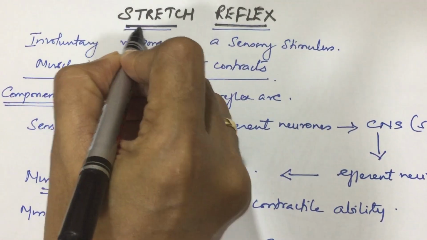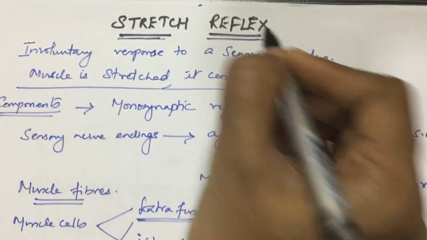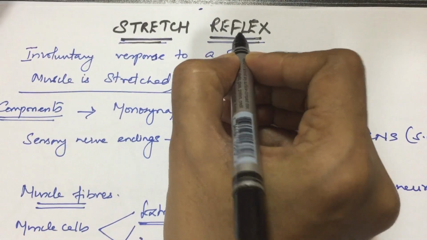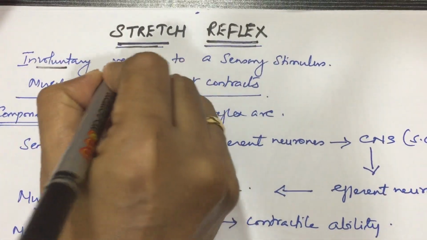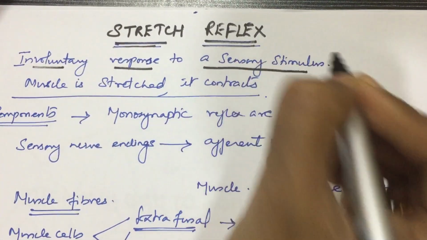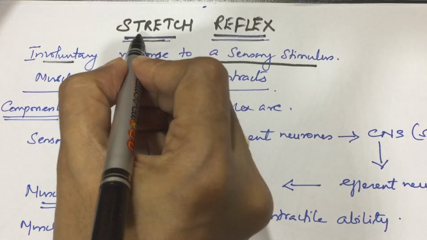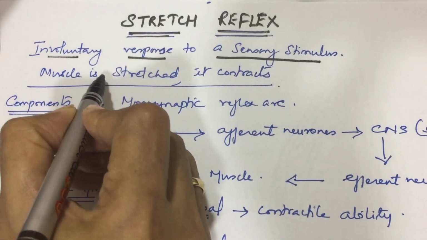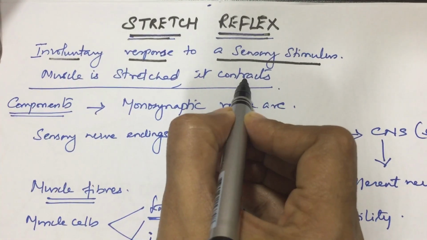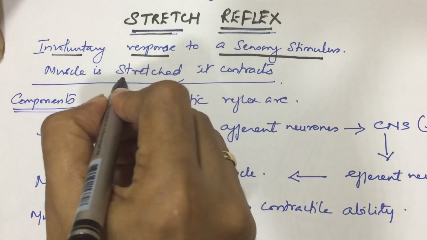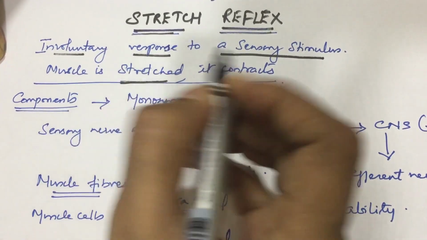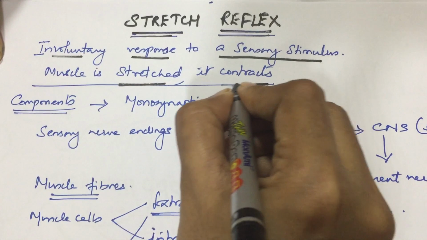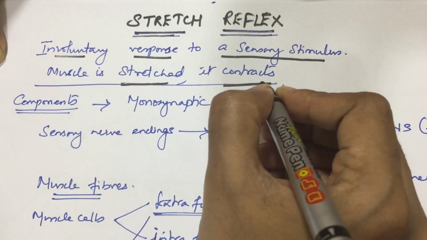So today we'll be discussing the stretch reflex. So what is a reflex? A reflex is an involuntary response to a sensory stimulus. And in the case of the stretch reflex, when a muscle is stretched, it contracts. So in this case, stretch is the stimulus and the resultant contraction is the response.